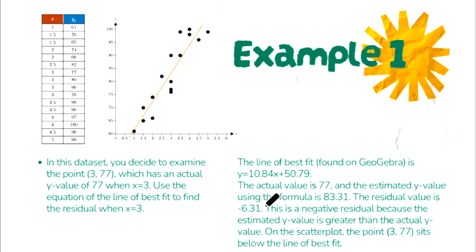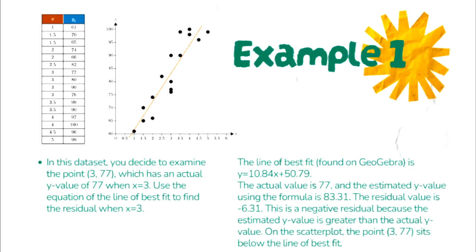It says negative 6.31. Let's see. Oh, they have a different value, probably because I entered something wrong. But it's all the same steps, so it's okay. You know how to do it.